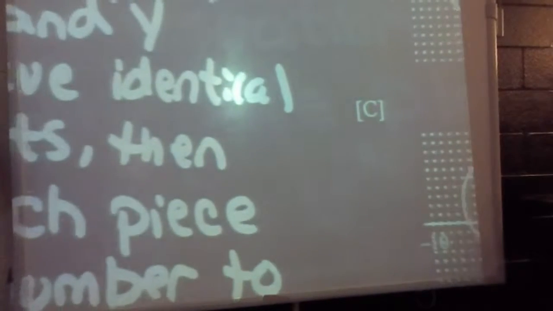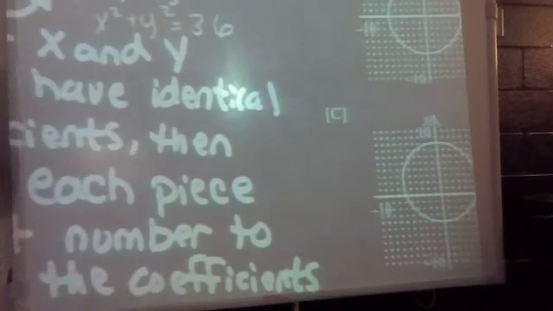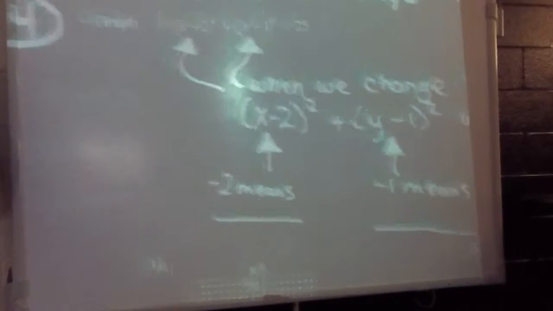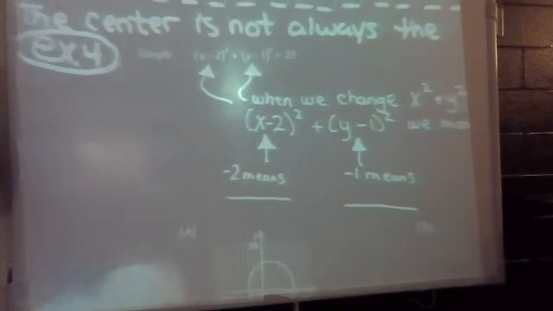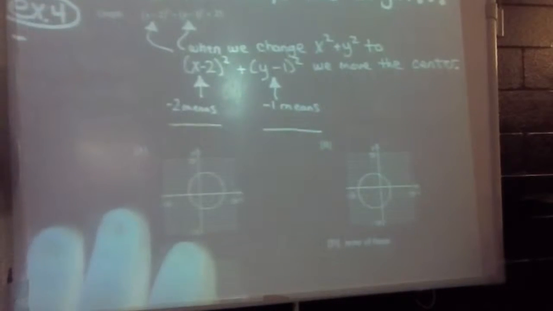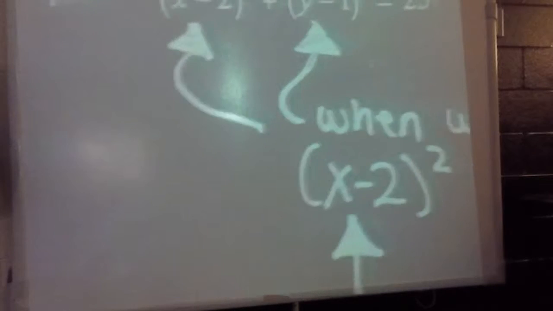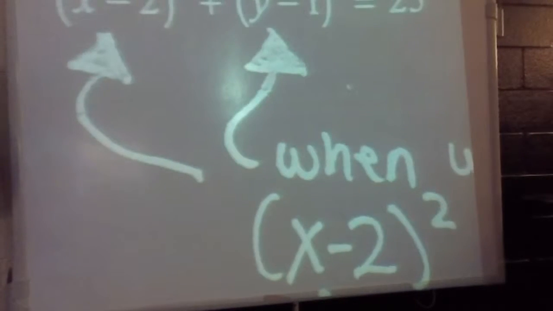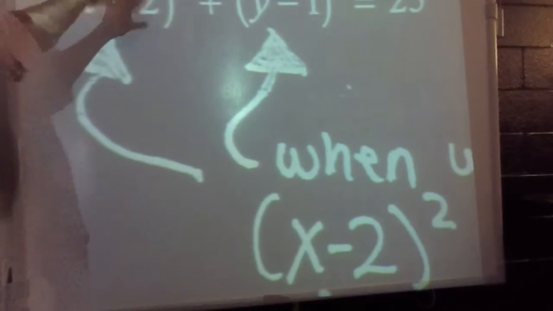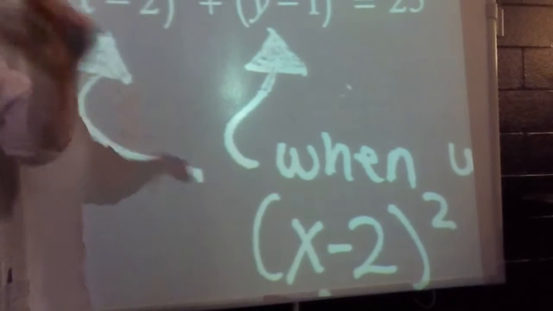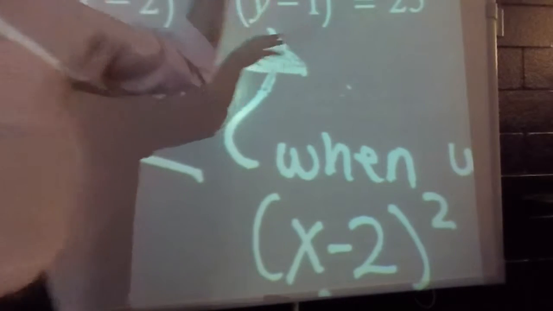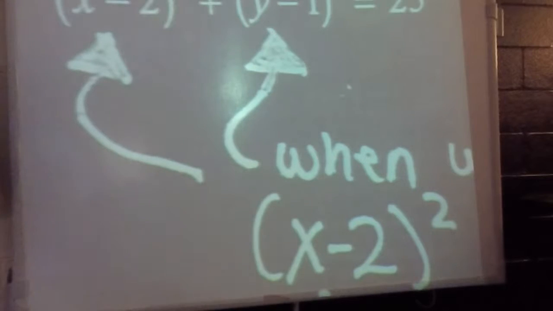Now let's talk about when the circle is not centered. If it's x squared plus y squared, it's centered. But if you have these parentheses, the center is not always the origin. If you have these parentheses, that's what moves the center from the origin to somewhere else. You got x minus 2 squared instead of x squared. And then you got y minus 1 squared instead of y squared.